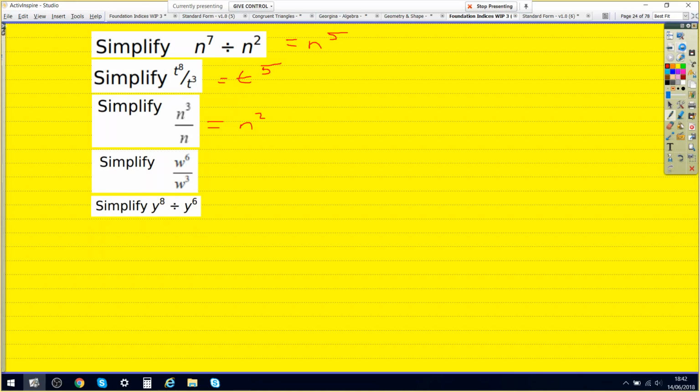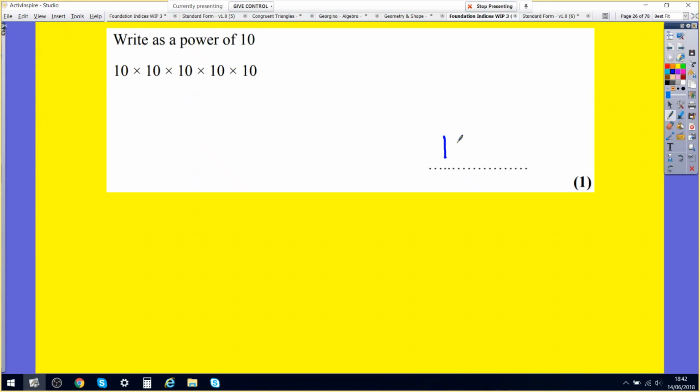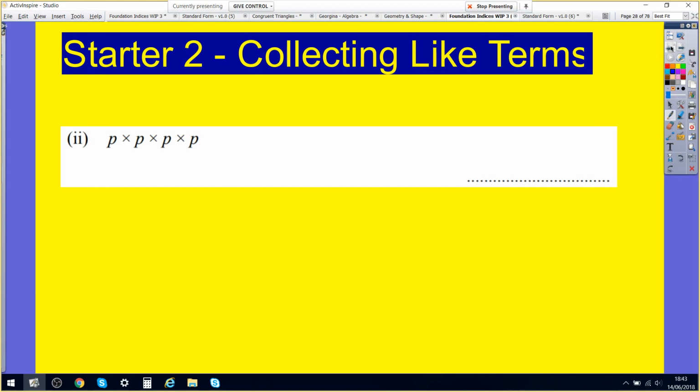Okay, write this as a power of 10. 10 to the power of 5. Yeah. How about this one?